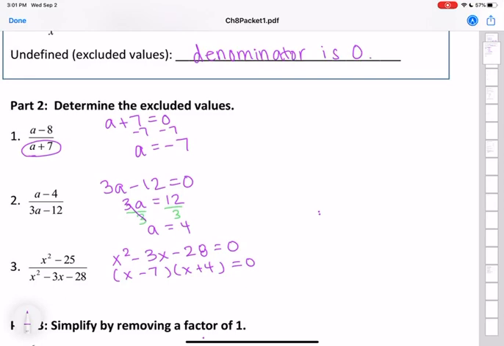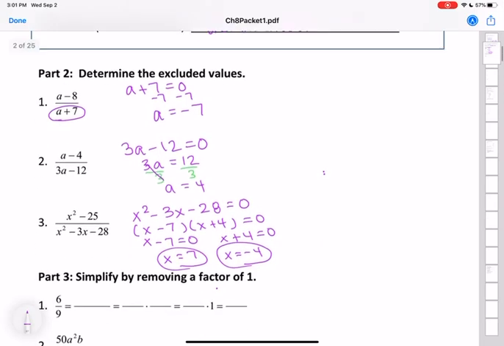That's the zero factor property, so we can set each of those equal to 0. And when we solve, we get x equals 7 and x equals negative 4. So those are our two excluded values. If you were to plug those back into the denominator, you would get 0 on the bottom. Now let's keep working through here.